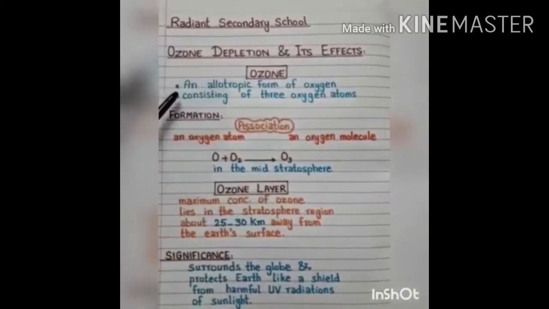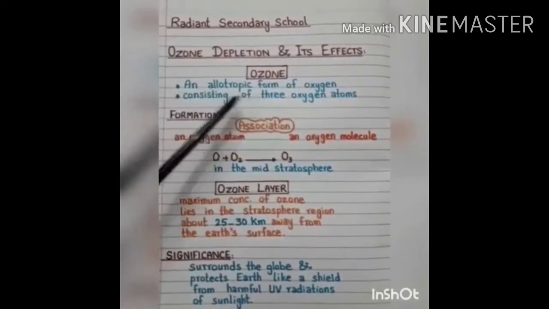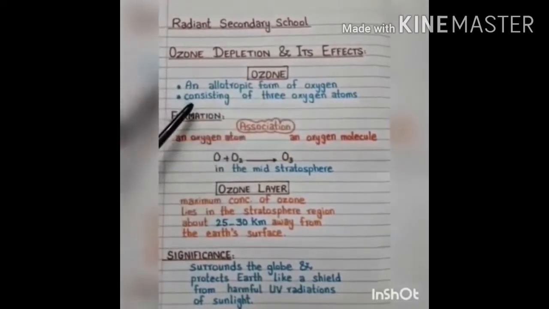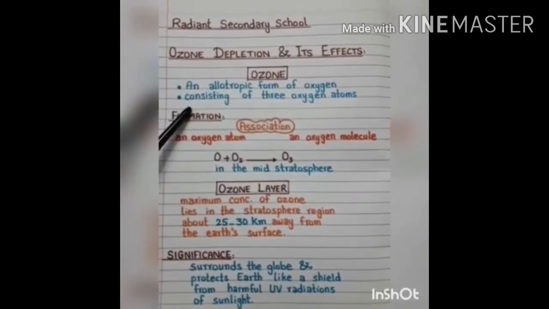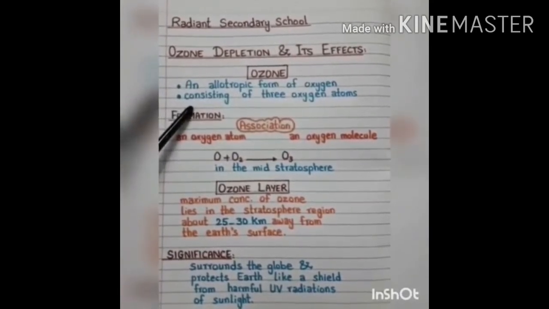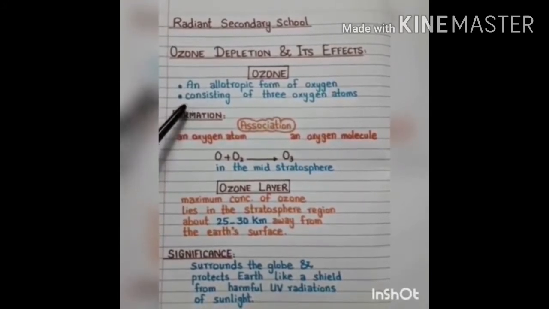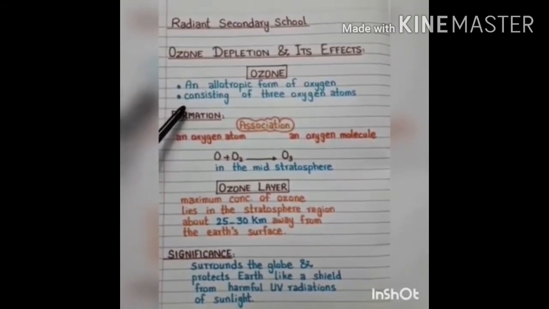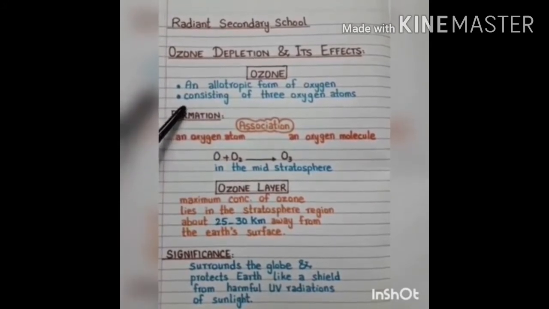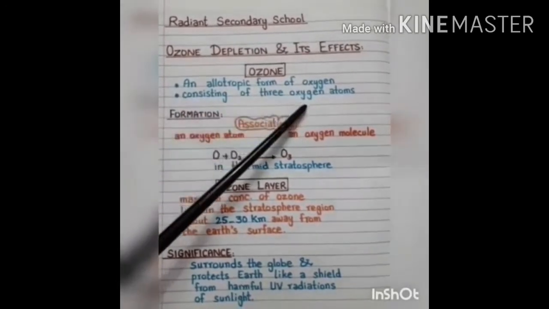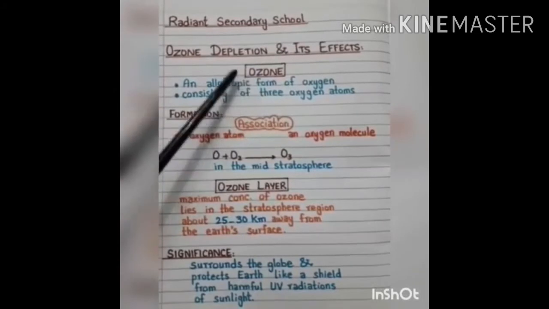Ozone is an allotropic form of oxygen consisting of 3 oxygen atoms. Allotropy is the property of some elements in which an element can exist in 2 or more different forms in the same physical state. And oxygen can exist as a diatomic oxygen and triatomic oxygen in gaseous state. And that triatomic oxygen is also known as ozone.